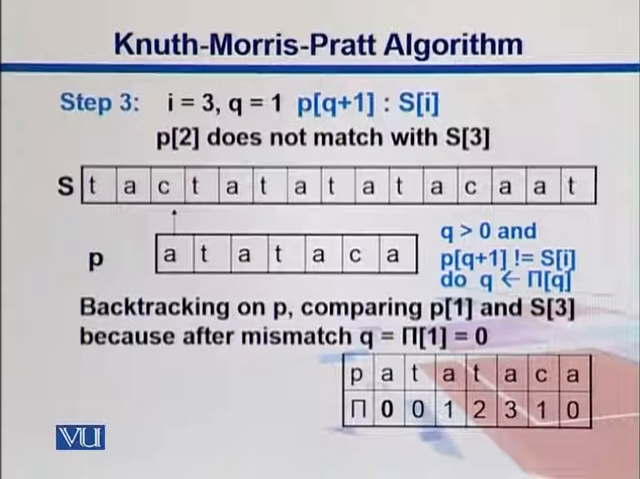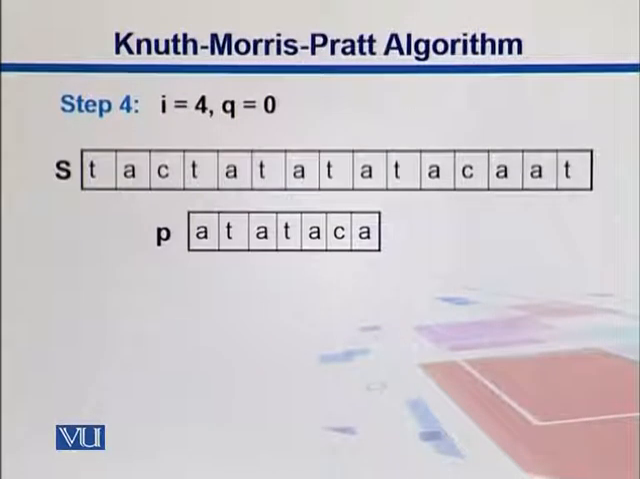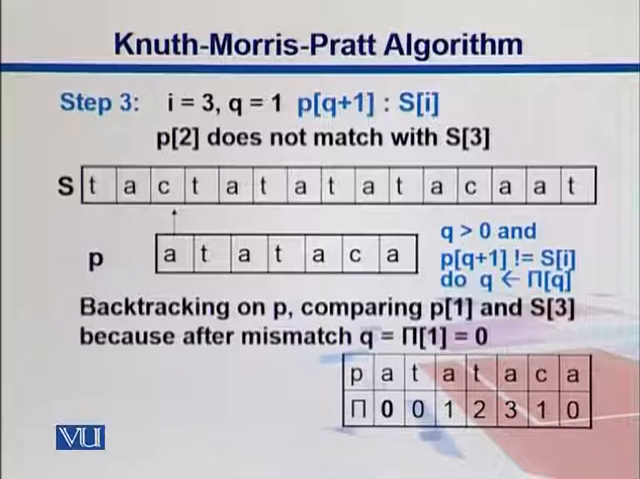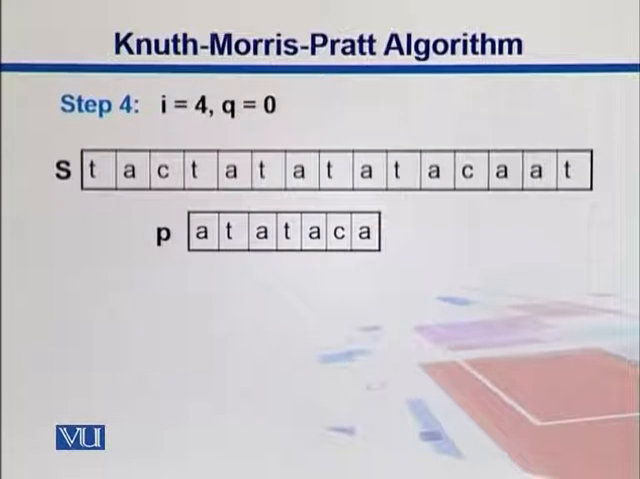Again a mismatch. So what to do next? Do the same. So here I is equal to 4. In the previous step, we see that Q was reset with the pi of Q. So at that time, now our Q becomes 0 again for the next step.